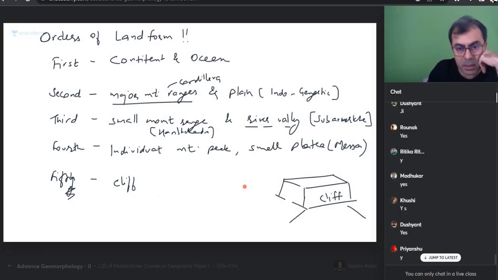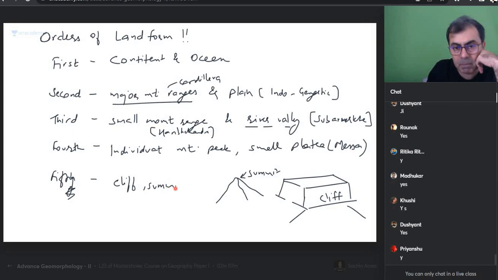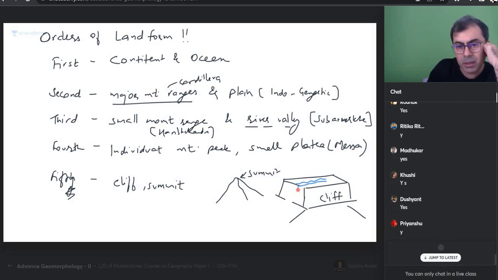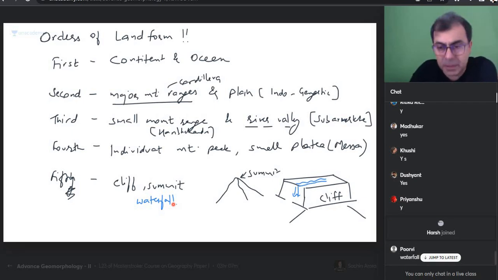Can I say this is the summit? If this is a hill, can I say this is the summit? So this is the summit of something. Okay. A river was flowing over here, everyone, and suddenly it falls down. So what is it? Waterfall. Is everyone okay? Now please pay attention.